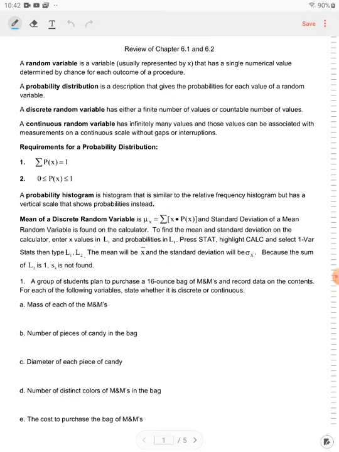So first we want to distinguish between continuous and discrete. Remember, if it's discrete, it has to be countable, like whole numbers 1, 2, 3, 4, 5. And continuous is where we can have fractions and decimal answers. So number 1, the mass of each of the M&Ms. Okay, so the mass of the M&Ms is going to be continuous. Okay, the number of pieces of candy in the bag will be discrete.